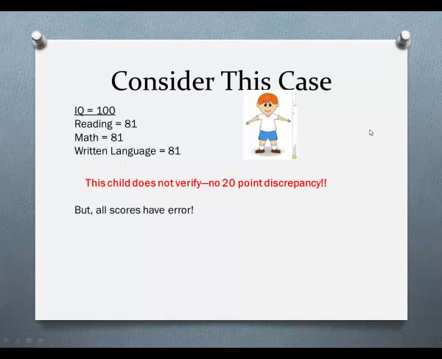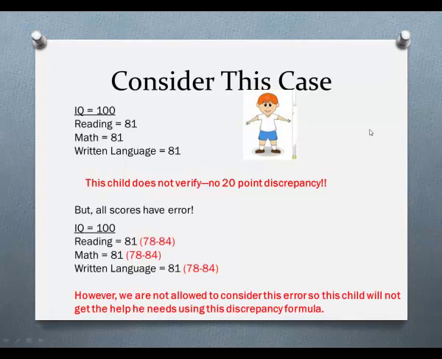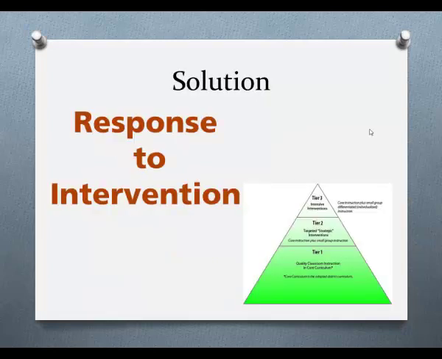But all scores have error. So, really, those reading scores, math scores, and written language scores are somewhere between 78 and 84, because all scores have error. However, one of the problems with the discrepancy formula is we're not allowed to consider this error. And so this child would not qualify. This child would not get the help that they need. The solution is response to intervention.